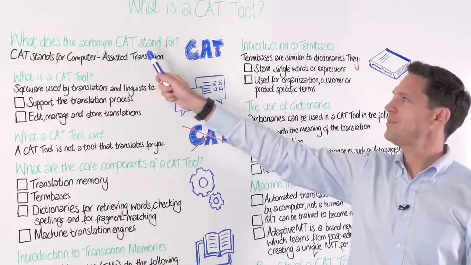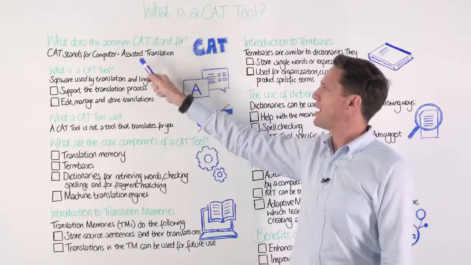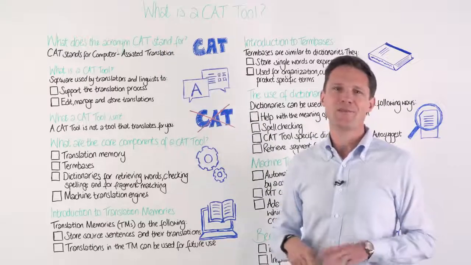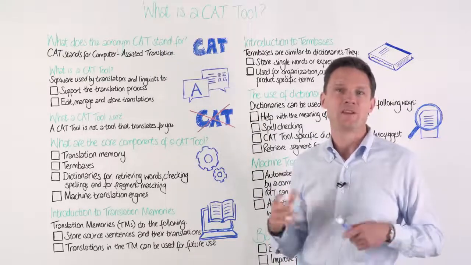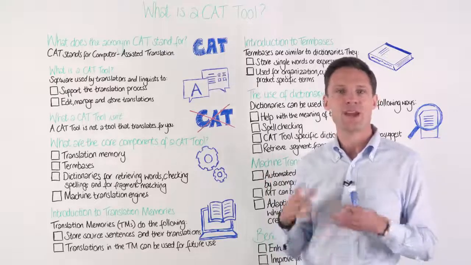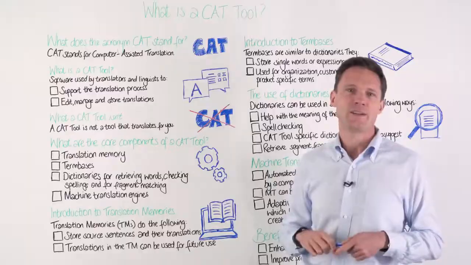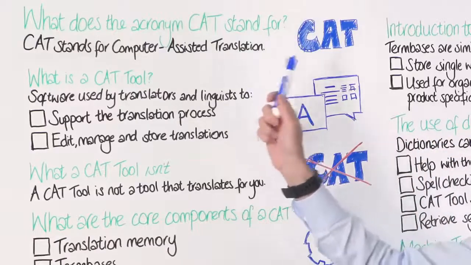What does the acronym CAT stand for? CAT stands for Computer Assisted Translation. And there are actually different explanations for what it means. Some people say computer aided translation, but I think if you check out Wikipedia, that's what you'll find. Let's carry on. What is a CAT tool?